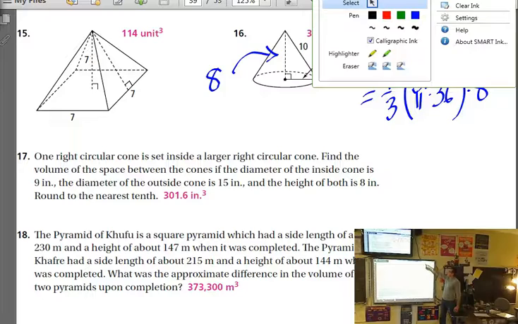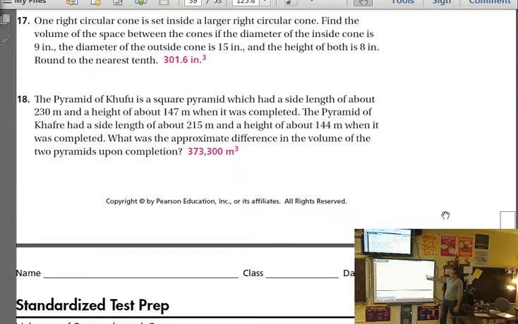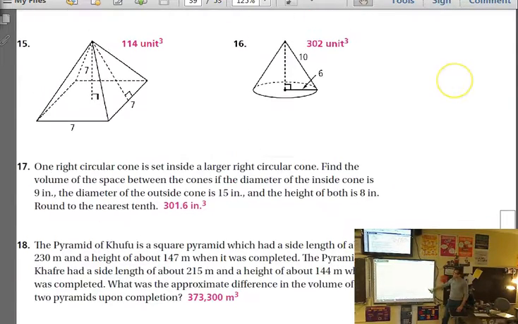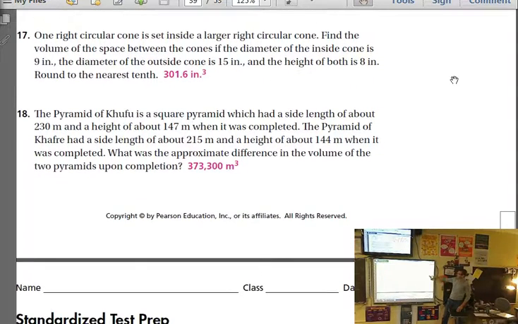Alright, so 17. Wait, what was that? Quadratic equation. 302. Alright, let's draw this. Hold up. Focus, please. I can't focus if 9 people are talking.